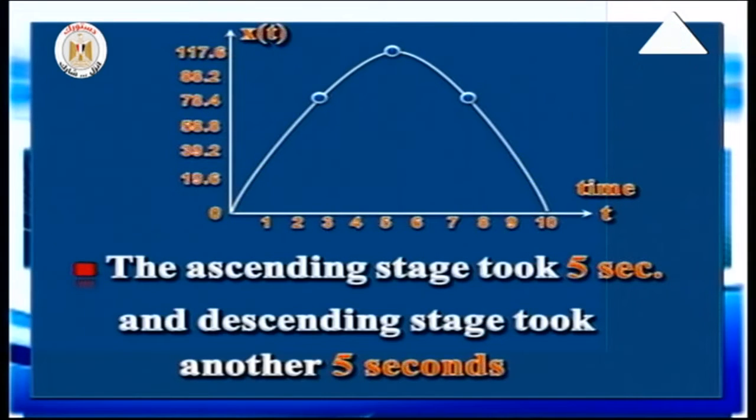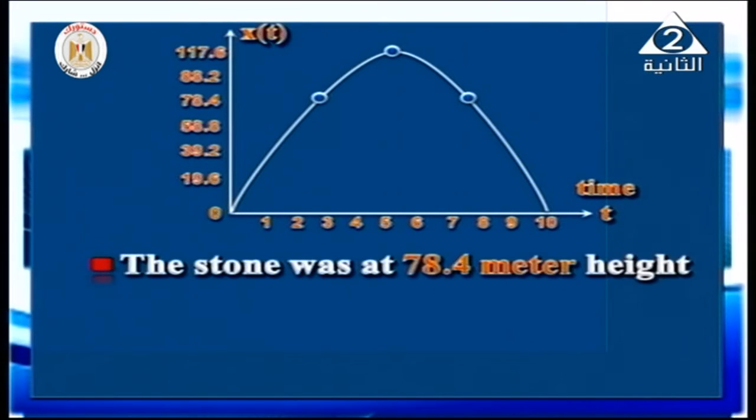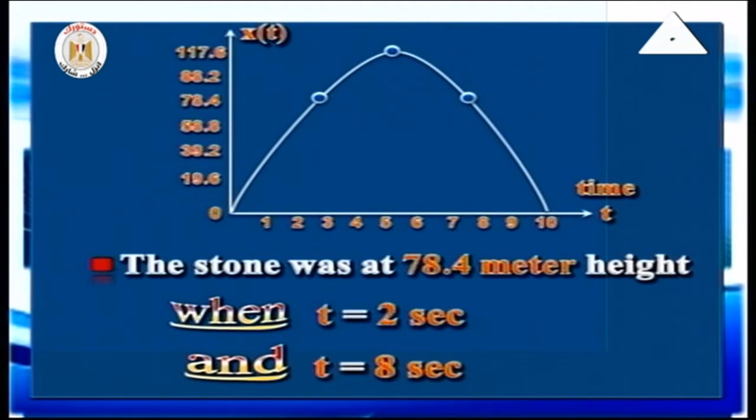At t equals 5, the stone has been projected up. After another 5 seconds, the stone is down. The stone was 78.4 meters high when t equals 2 or t equals 8. Then if we study the position-time graph, we find the relation between t and x(t).